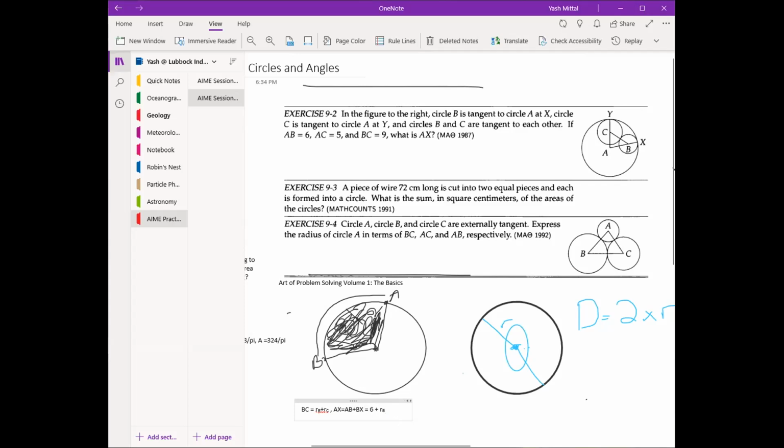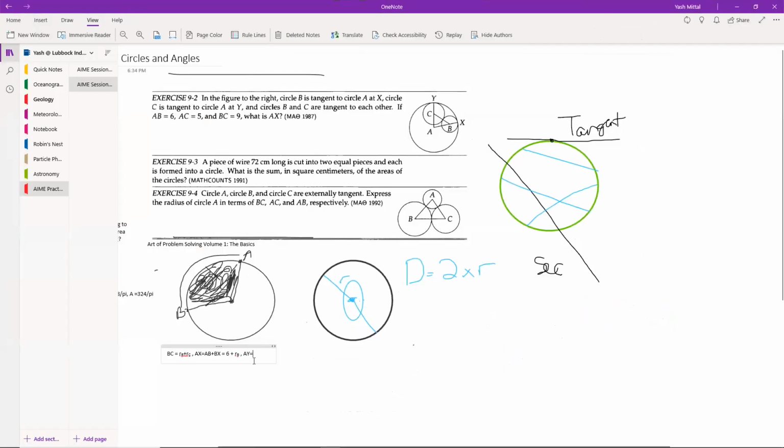And now we still have one more value we haven't used, AC. In this case, we have AY, which is just this line, is equal to AC plus CY. It's the same case as the previous equation: CY is also a radius. And so we have AC, which is 5, plus RC.